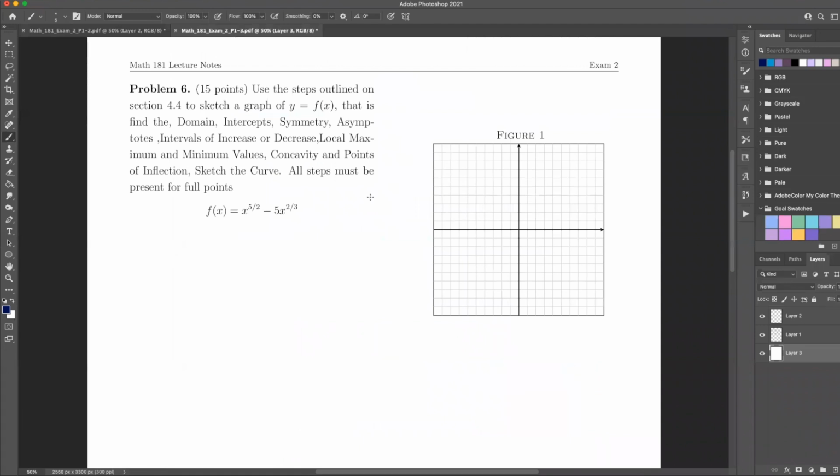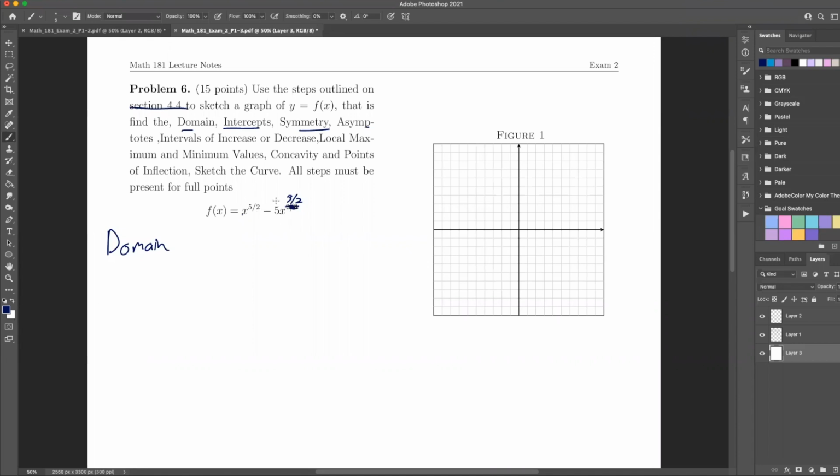All right. So let's look at this. Here we're going to use the steps outlined in 4.4, aka find all this stuff in this order. All right, so let's start with the domain. The domain of this function, this is something raised to a power. Do I have this written backwards? I think I want this to be 3 halves. I'm sorry, I think I want this to be 3 halves, just because it makes things easier.